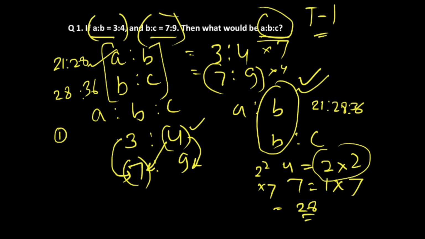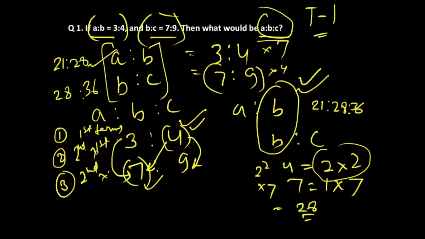In the first step, you are multiplying the first terms of both the expressions. In the second step, you are doing a cross multiplication. You are multiplying the second term with the first term. Now this becomes 4 into 7, 28. So second into first. And in the third step, you are multiplying the second terms of both the expressions. Second term into second term. So you are getting 21 is to 28 is to 36. This is how you combine the ratios, and this becomes our type 1.